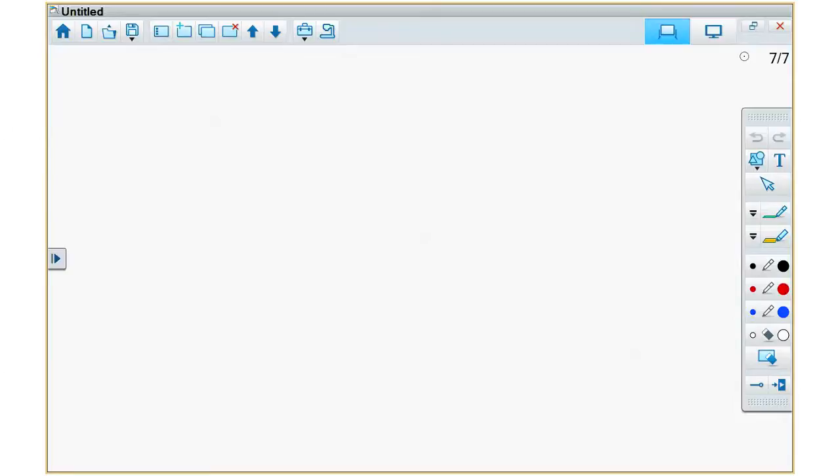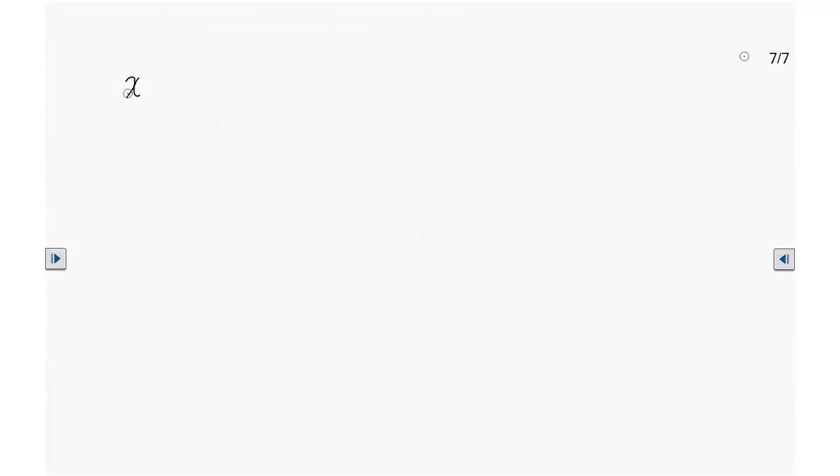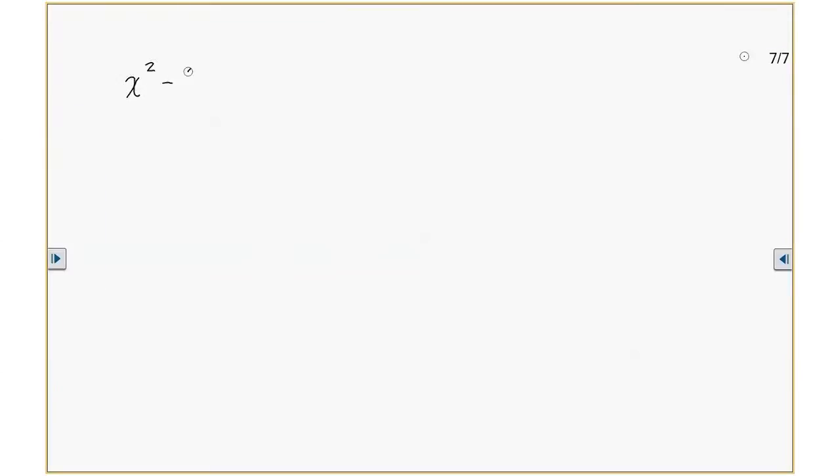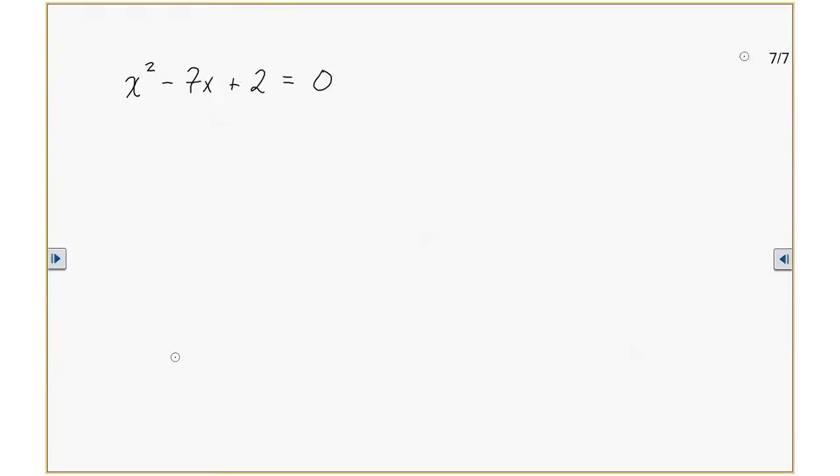So let's start with number 1 or number 2 out of 10. Let's go with x squared minus 7x plus 2 is equal to 0. Okay, go back to your notes on completing the square. I want you to complete the square, find the vertex, find the x-intercepts, sketch it, and then we'll go over the domain and range. Okay? Start you off.